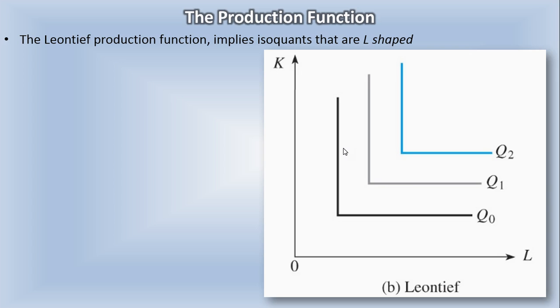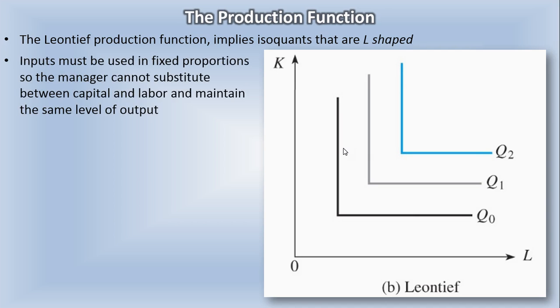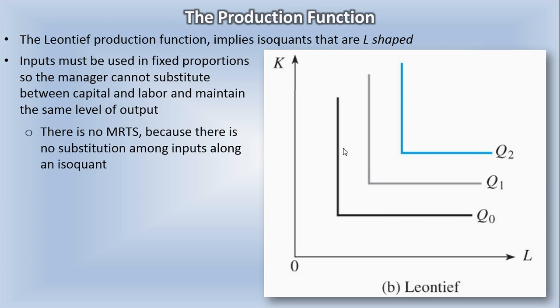And so the Leontief production function has these right angle shaped isoquants. As a result of that, there is no marginal rate of technical substitution because there's no substitution amongst inputs along the isoquant. You can't maintain your level of output by adding more labor and taking away some capital. You need to increase both of them at the same time in order to have any effect on output.